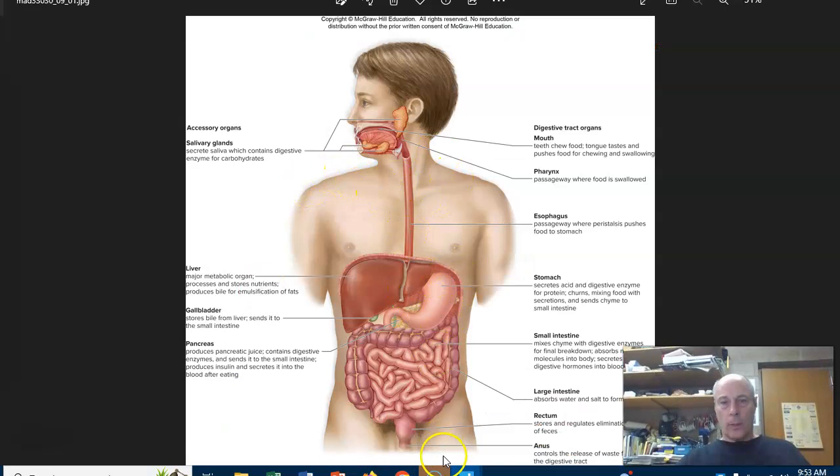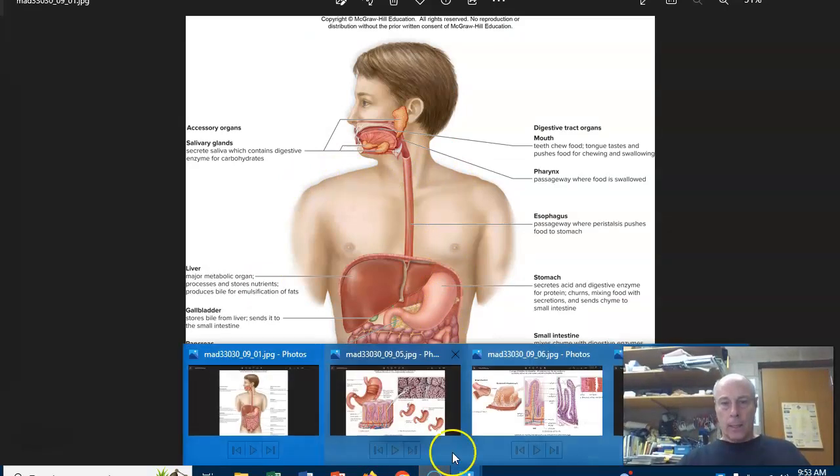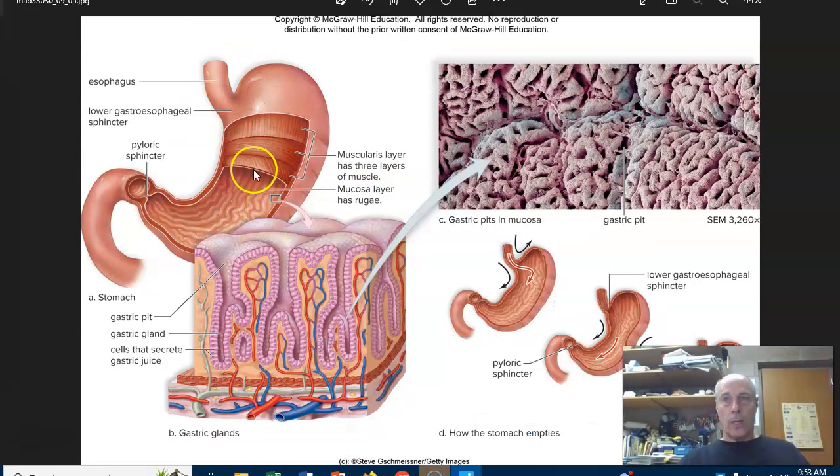Into the stomach here, so we're going to look a little more closely at it. And there we go, into the stomach. Okay, and there are some characteristics of the stomach I wanted to point out.